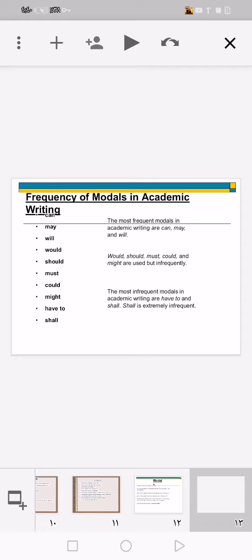Students, the most frequent modals in academic writing that you will use are can, may and will. As for would, should, must, could and might, they are used but infrequently. They are used in academic writing but not as frequently as can, will and may. Lastly, the most infrequent modals in academic writing are have to, and shall is extremely infrequent.